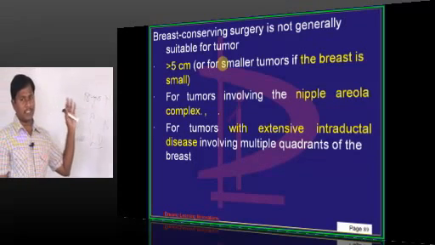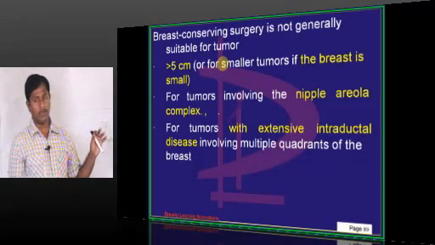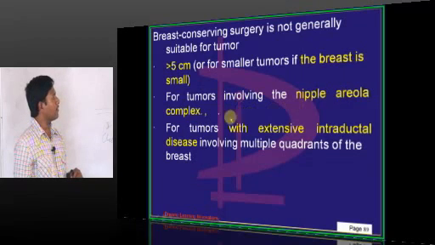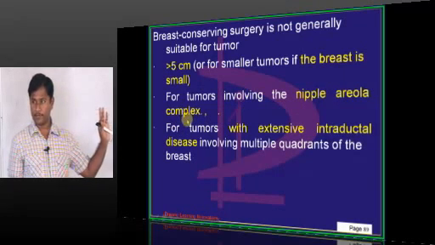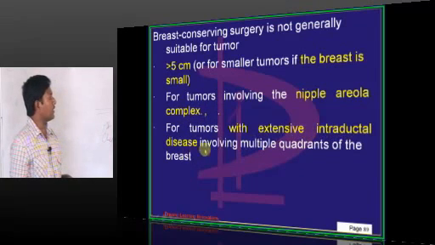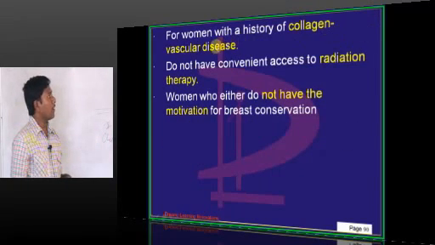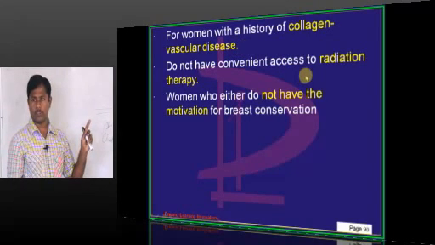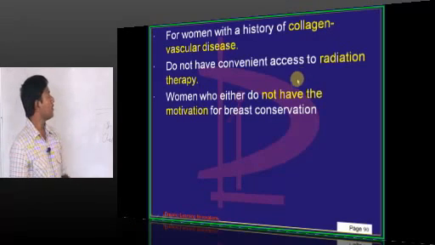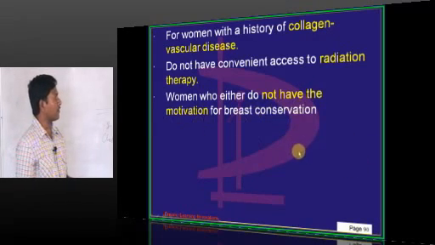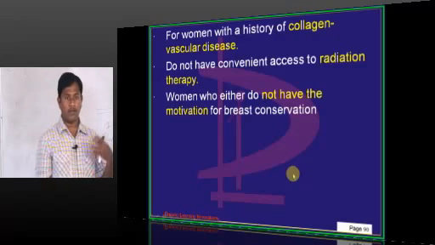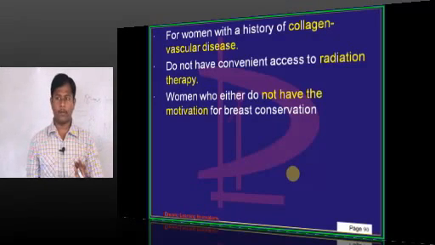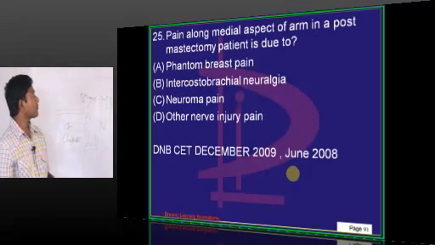Breast conservation surgery is not generally suitable for tumors more than 5 centimeters, for tumors involving the nipple areola complex generally, for tumors with extensive intraductal disease, collagen vascular disease, or previous radiotherapy, because you cannot give radiotherapy again and again. Also for women who do not have the motivation for breast conservation, who are afraid that cancer may recur, you should not do breast conservation; you have to remove it.